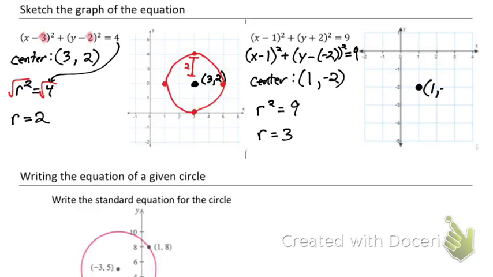All right, so our center is 1, -2. So that's my 1, -2. This time our radius is 3, so I'm going to go up 3, left 3, down 3, right 3, and we have another perfectly drawn circle.